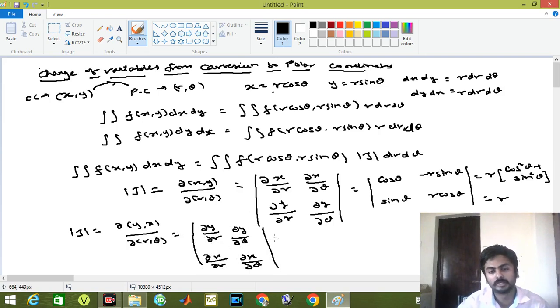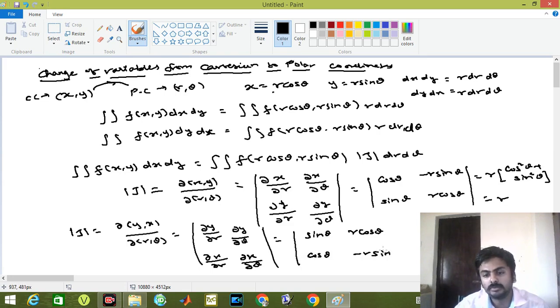So in this also, y is equal to r sin theta. So y with respect to r gives sin theta, then y with respect to theta gives r cos theta. Here x with respect to r gives cos theta, and x with respect to theta gives minus r sin theta.